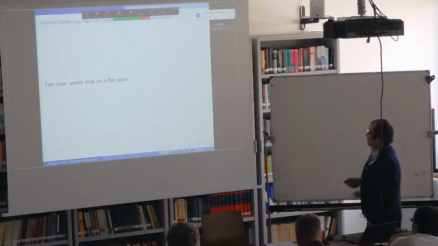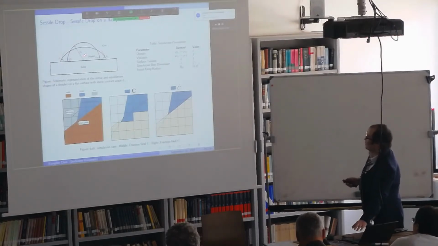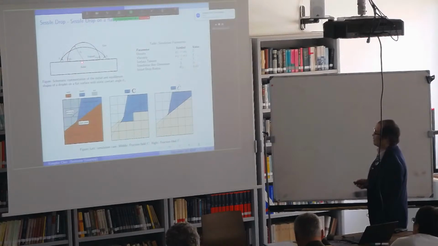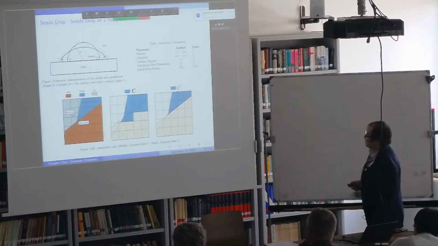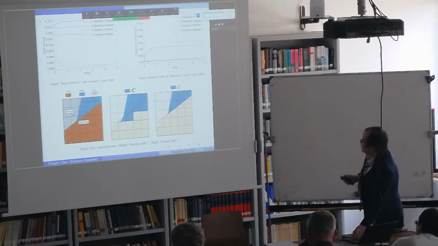And to validate the method, we use a sessile drop on a flat plate, which is here in the top left figure. We have a solid, and on top of the solid we have a drop, which is a hemicircle, a hemispherical shape. Initially the contact angle of this drop is 90 degrees, and because we set a different static contact angle for the case, the drop will relax to its static condition. For this situation we have some results. And here in the bottom, I also want to illustrate the concept of the foam fraction C and the foam fraction C-tilde. And then this is the result.